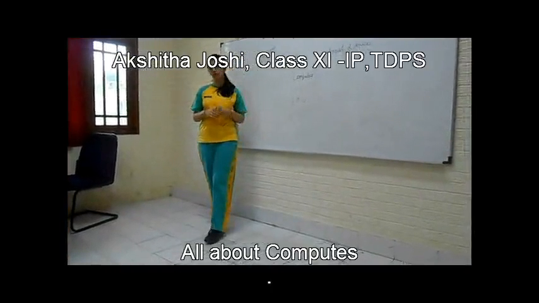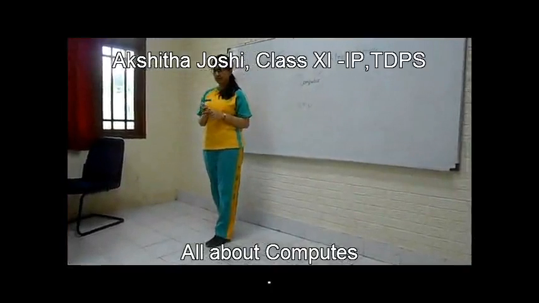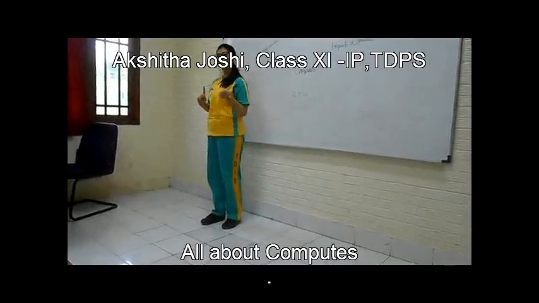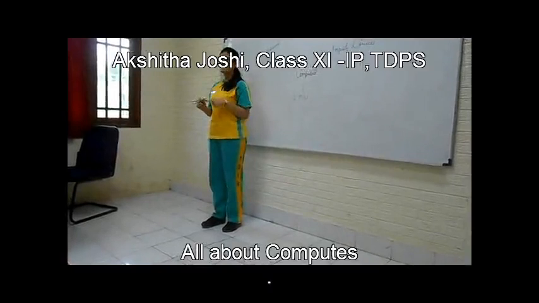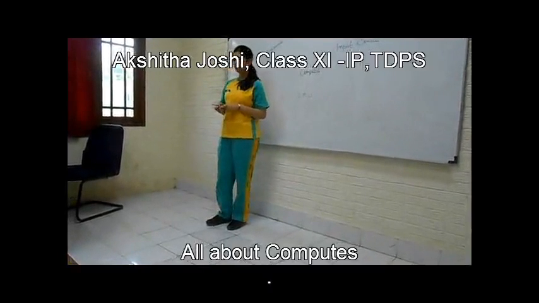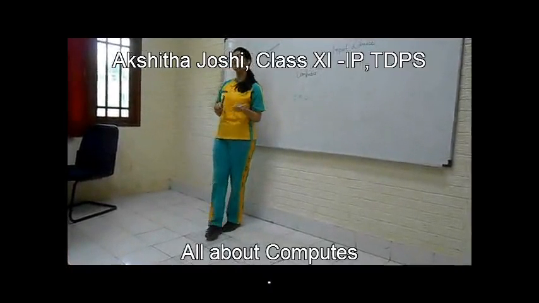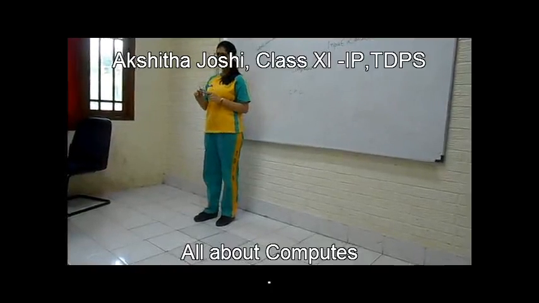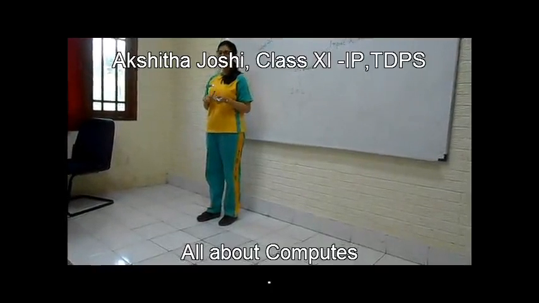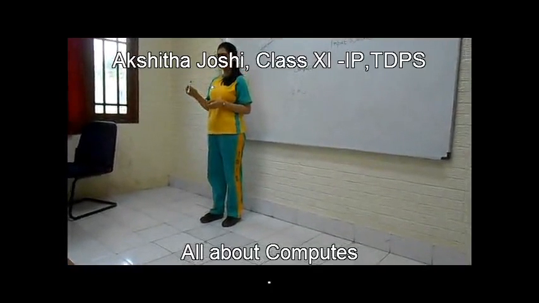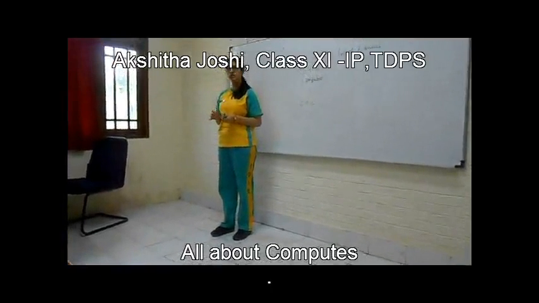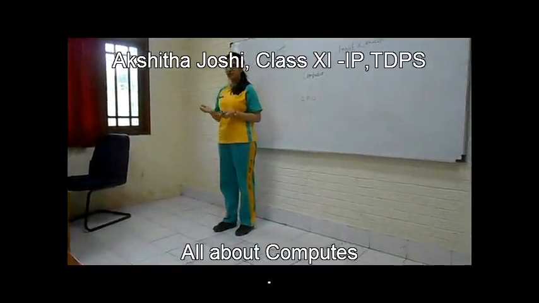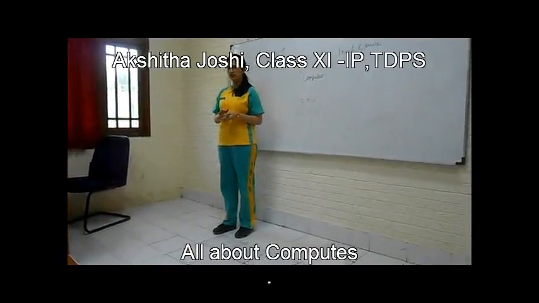We also have the primary memory storage and the secondary storage devices. Can anyone give me a few primary devices? RAM, right. RAM stands for random access memory and ROM stands for read-only memory. RAM stores data which is temporary and ROM stores data for permanent use. Once you shut off the system, the data isn't lost from the ROM, whereas in the case of RAM it's temporary, so you lose the data.